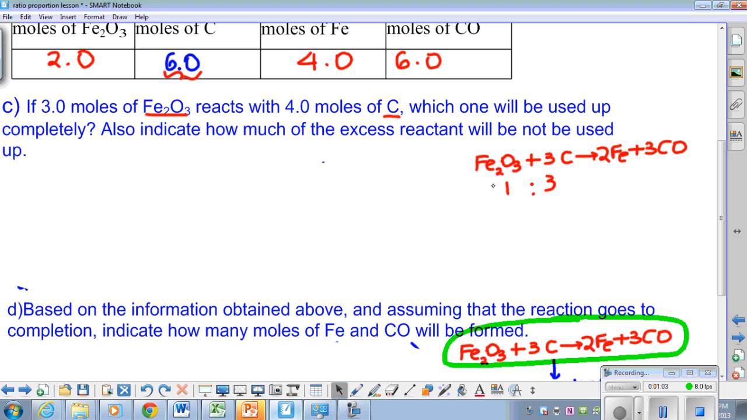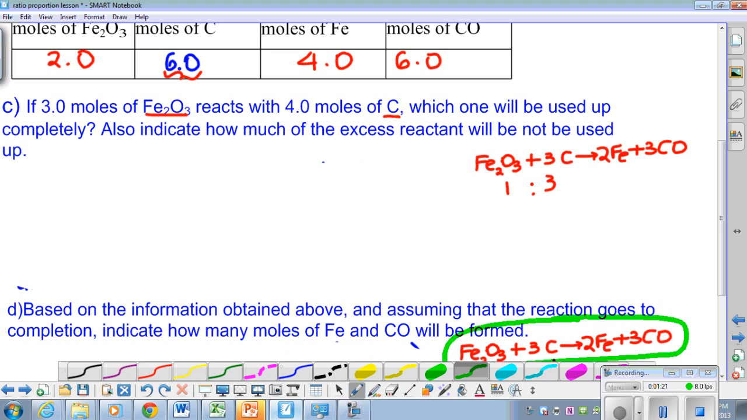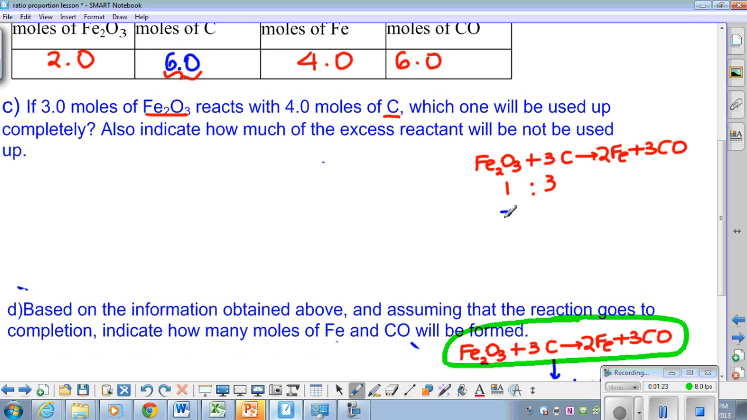So we're looking at the correspondence between iron oxide and carbon, and in the given equation, the coefficients were a 1 to 3 ratio. So 1 mole of this will react with 3 moles of that. What we have right now is a 3 to 4 ratio. So let me write that down. That's the given information. We have 3 moles of the first quantity and 4 moles of the second one.